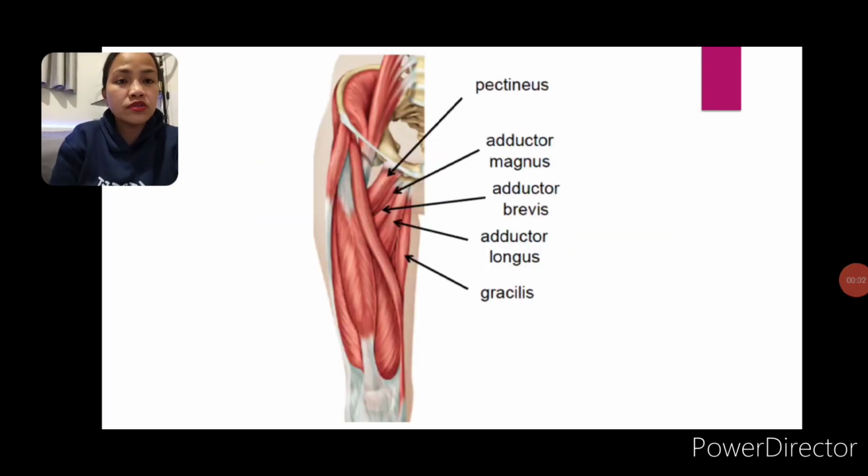So now let's talk about the medial thigh muscles. The muscles in the medial thigh are adductor magnus, adductor brevis, adductor longus, and the gracilis. Adductor magnus, adductor brevis, and adductor longus do adduction at the hip. When you say adduction, that means they bring the limb back to the central axis of the body. Then there's gracilis. It also does adduction at the hip, flexion at the knee, and medial rotation.